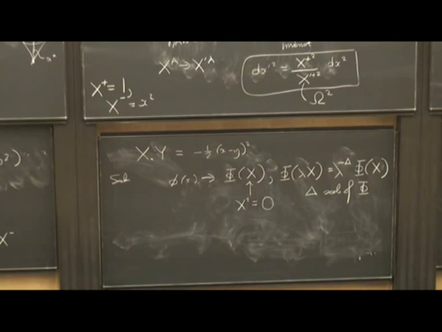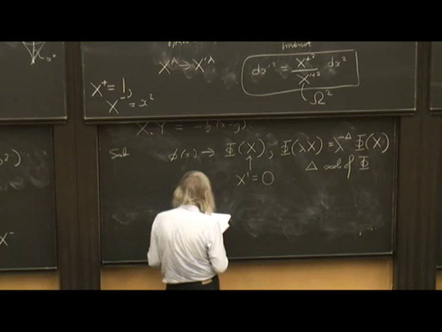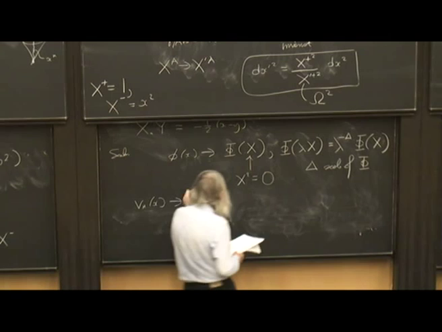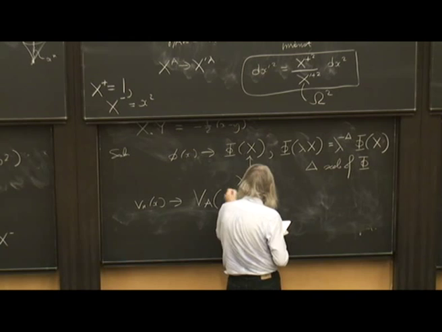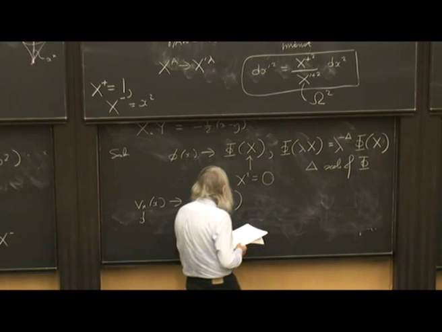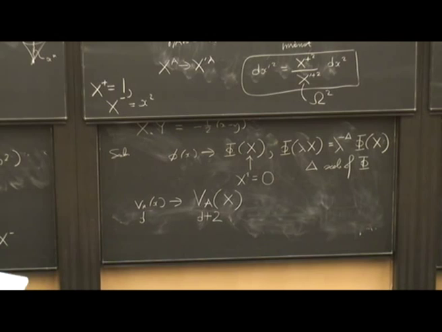You can extend this to fields with spin. I'll only consider one simple case. Let's consider a vector field. Now, the obvious thing to consider then is a field with an extra index, A, here. And so we've already extended things from d dimensions to d plus 2, but we have to impose some conditions on capital V in order to ensure that it contains the same number of degrees of freedom. So there are two conditions.